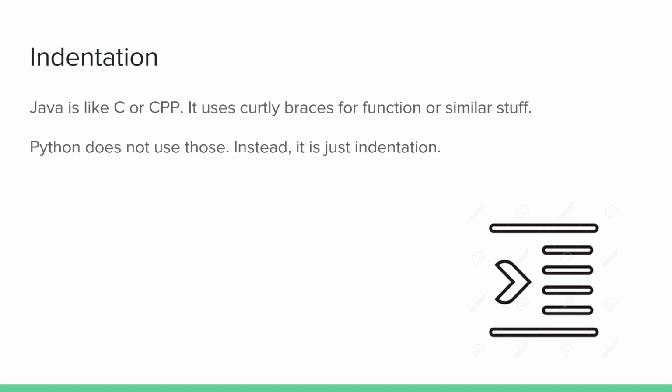Indentation. What is it? Very simple. Java is like C or C++. We use curly braces for the functions and stuff similar to that. But in Python, we do not use any curly braces or brackets. Instead, we use just indentation. You move it, indent it properly, and that's all. That tells the interpreter to do stuff, and that's easy.